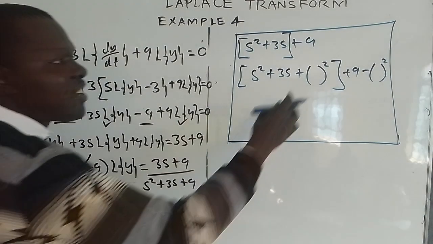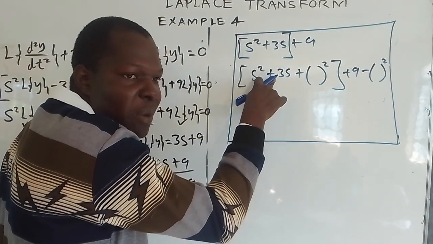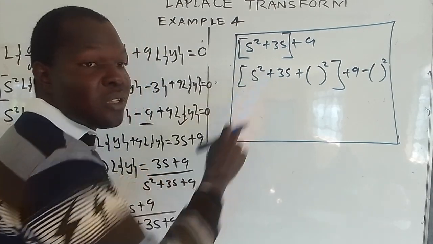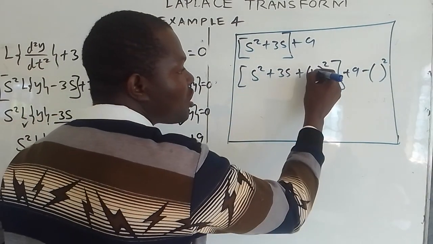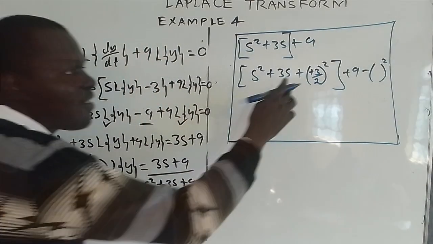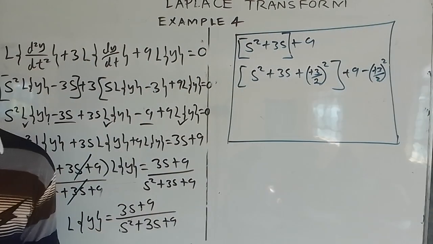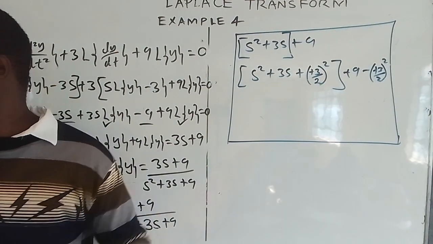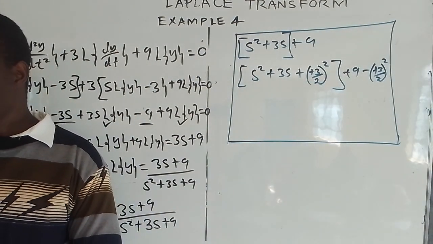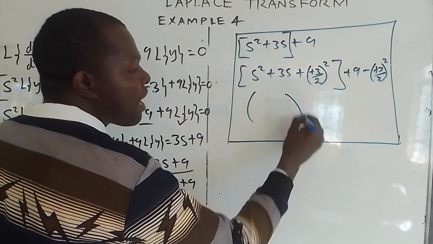So what are you adding? This square term is half the coefficient of the middle term, isn't it? This middle term is positive 3. So half of positive 3 is positive 3 over 2. So if you add that, you must subtract the same thing. This and this will go back to 0. But you are doing that to complete the square for that s, isn't it? Are we together? After doing that, this one is now a perfect square.